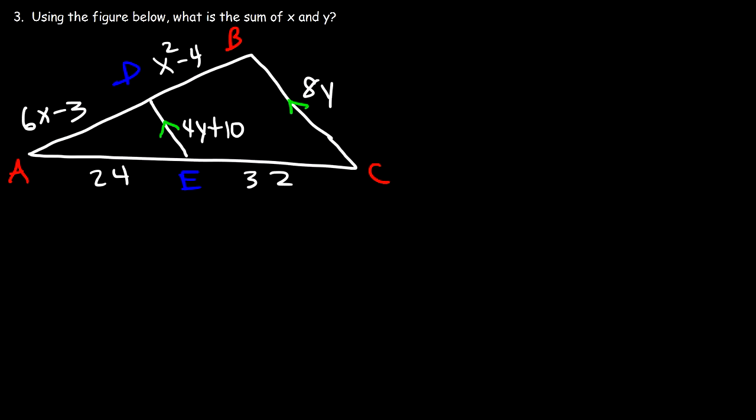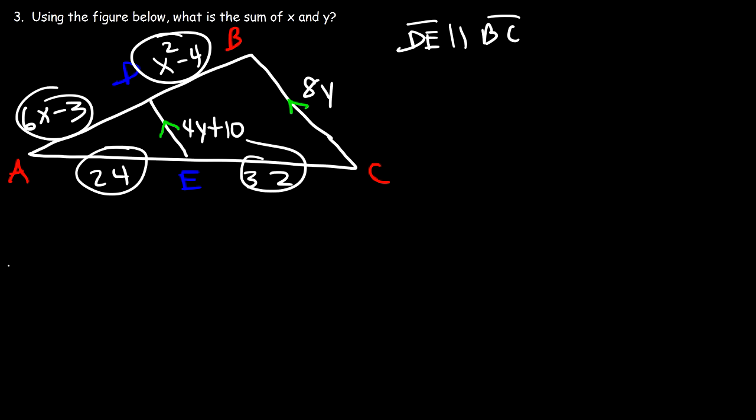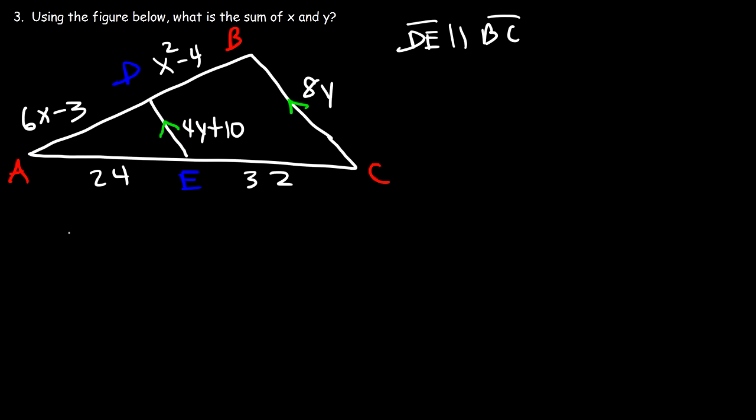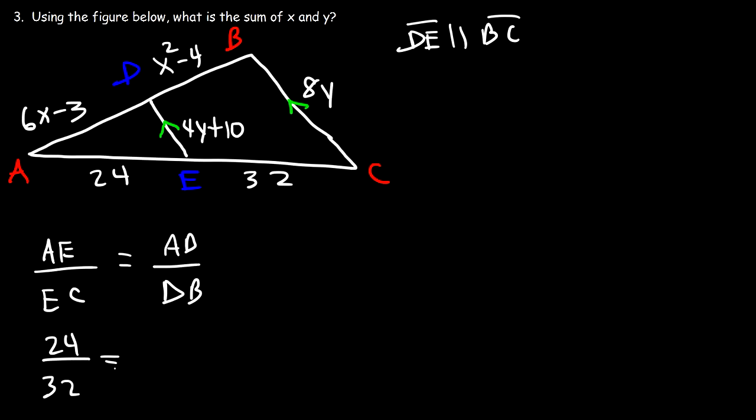Number 3. Using the figure below, what is the sum of x and y? So first, we could see that DE and BC are parallel. Because they're parallel, we can use the side splitter theorem for these sides. So we could say that AE divided by EC is equal to AD divided by DB. So AE is 24, EC is 32, AD is 6x minus 3, and DB is x squared minus 4.